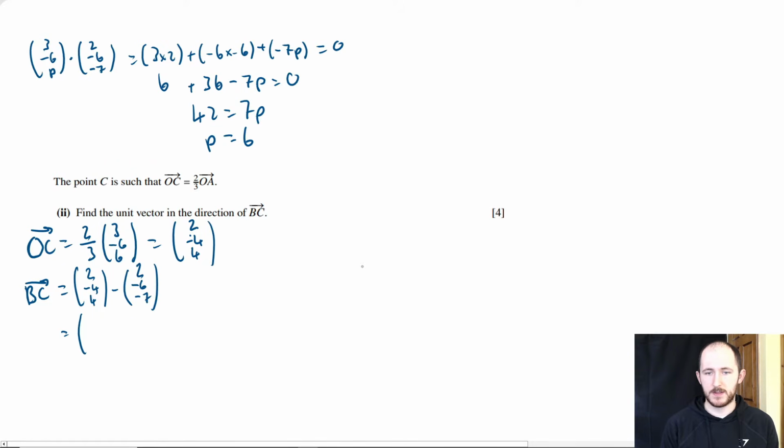So we get 2 minus 2 is 0. Big brain maths. Minus 4 minus minus 6 would be plus 2. 4 minus minus 7 would be 11.